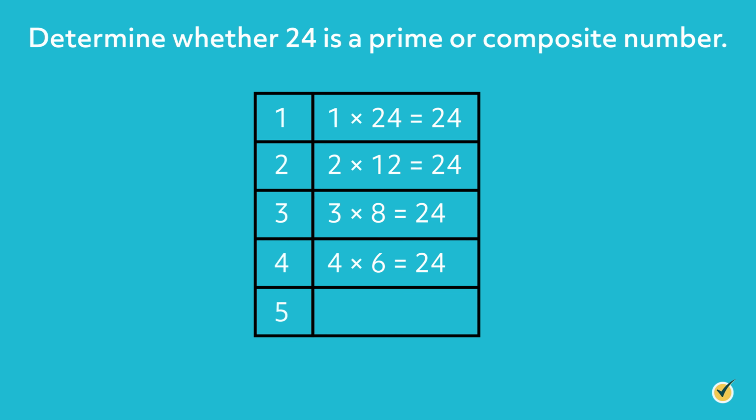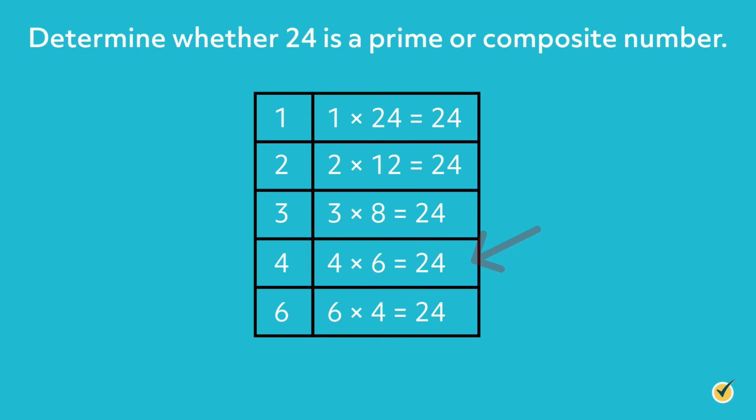Now let's move on to 5. 5 times what number equals 24? Since there isn't a number we can multiply 5 by to get a product of 24, 5 is not a factor. Therefore, we can skip 5 and move on to 6. 6 times what equals 24? Well, 6 times 4 equals 24, so 6 and 4 are factors of 24.